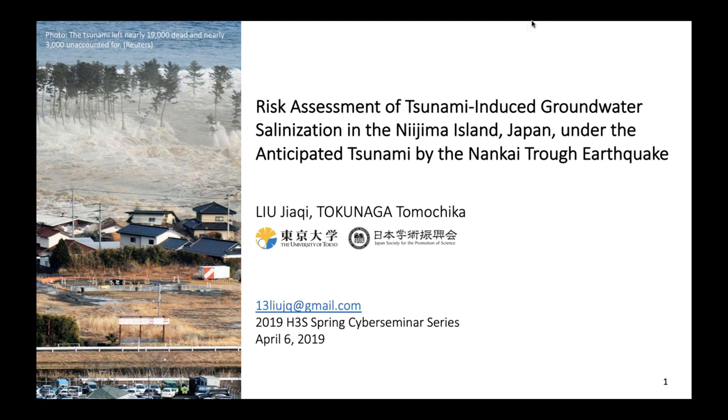Okay, so my talk will be focused on tsunami in coastal areas as well as the groundwater system. We focused on one small island called Niijima in Japan.